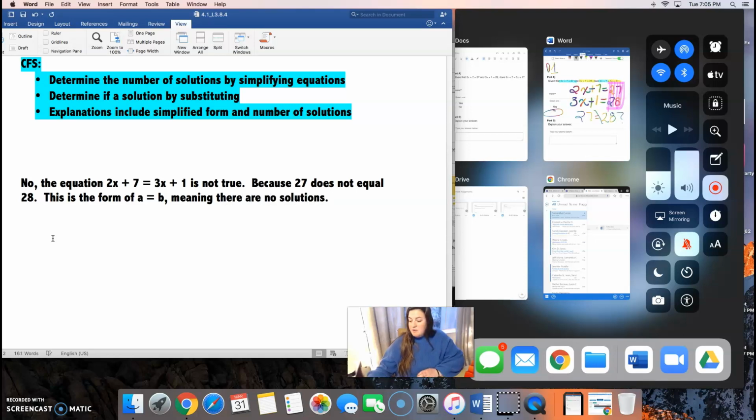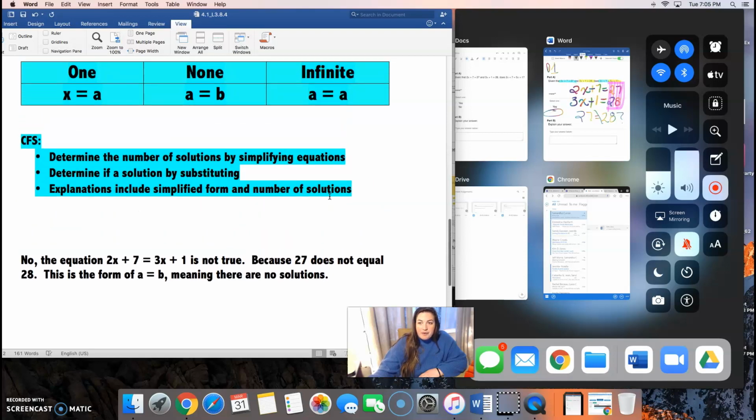All right, so that would be an example of how your response would look to a problem today. If you notice, I referred to the form that it simplified to, and I mentioned how many solutions there are because of this form. So we know that A and B are never going to equal. So if you ever get the form of A equals B, there are no solutions.